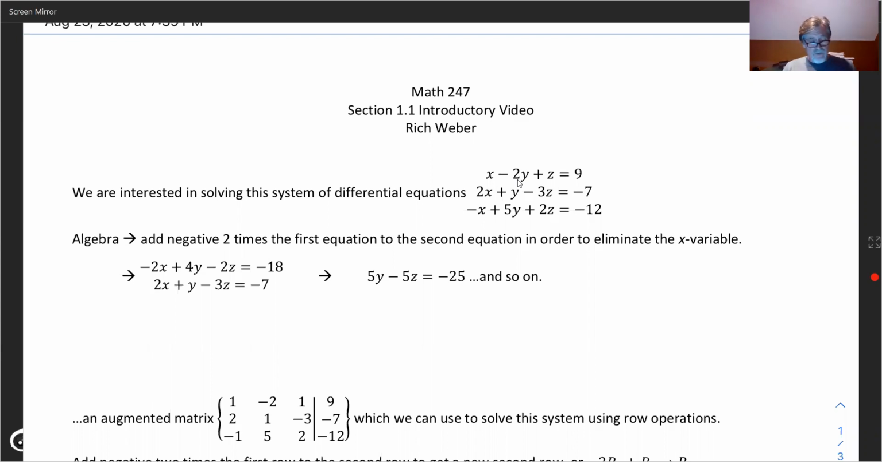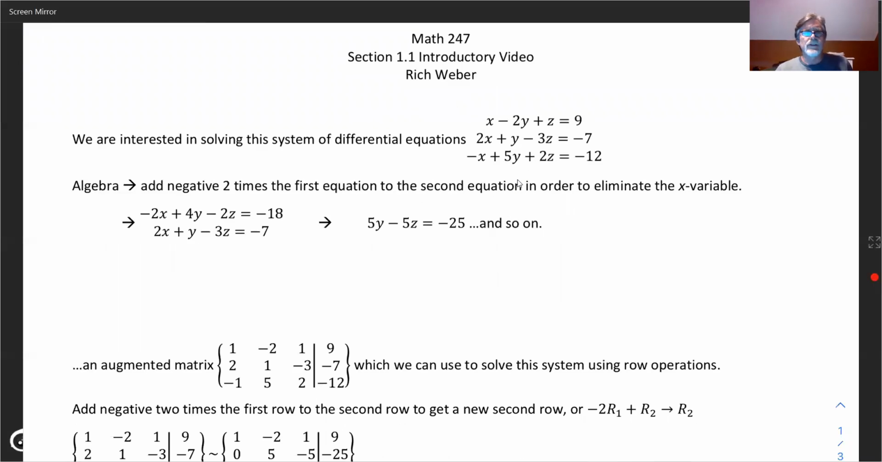So if we look at this file we have here, it says we're interested in solving the system. It's got 3 unknowns, 3 equations, pretty typical stuff for Algebra 2 students. And so what we tell Algebra 2 students to do is maybe snag 2 equations and maybe multiply one of them. As I wrote there, it says add -2 times the first equation to the second equation in order to eliminate the x variable. So that's what's happening right here, is we want the x variable to disappear, and it does.